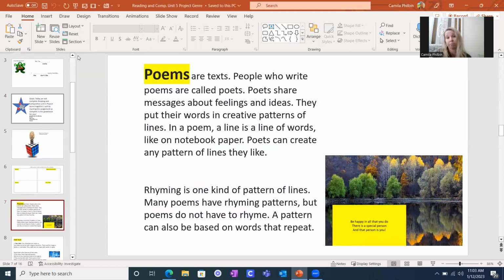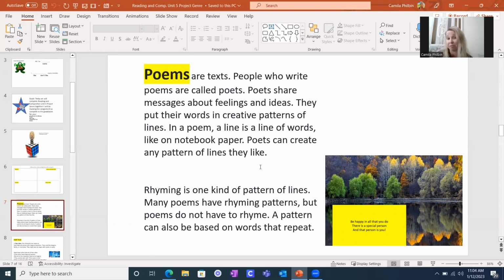So just to review, poems are texts. People who write poems are called poets. Poets share messages about feelings and ideas. They put their words in creative patterns of lines. In a poem, a line is a line of words, like on notebook paper. Poets can create any patterns of lines they like. Rhyming is one kind of pattern of lines. Many poems have rhyming patterns, but poems do not have to rhyme. A pattern can also be based on words that repeat.